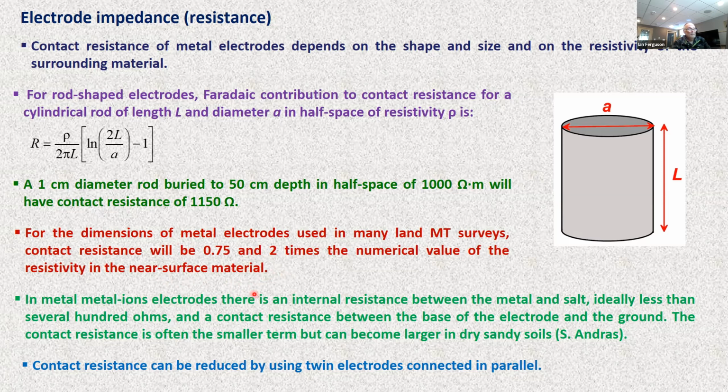If we turn to metal-metal ion electrodes, there'll be an internal resistance between the metal and the salt inside the electrode. And this is ideally less than several hundred ohms, although it can become a kiloohm in poor or old electrodes. And there's also a contact resistance between the base of the electrode and the ground. The contact resistance with the ground is often the smaller term, but in dry, sandy soils, it can become the larger component. And of course, the overall contact resistance can be reduced by using twin electrodes connected to the ground in parallel.